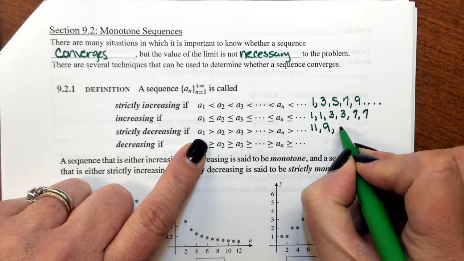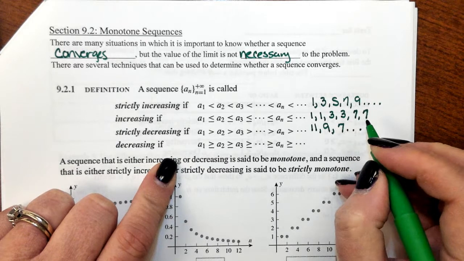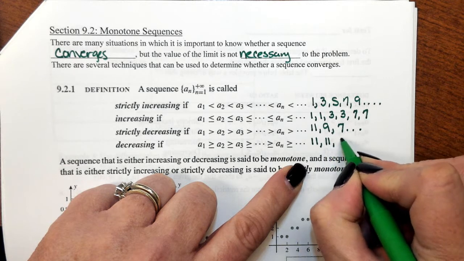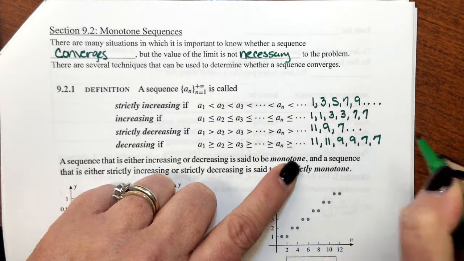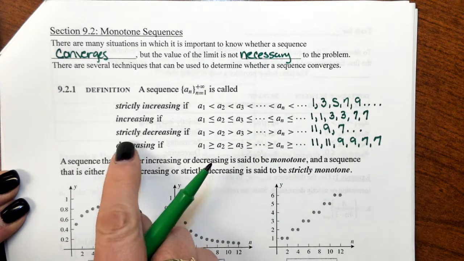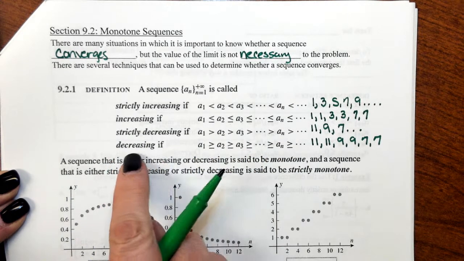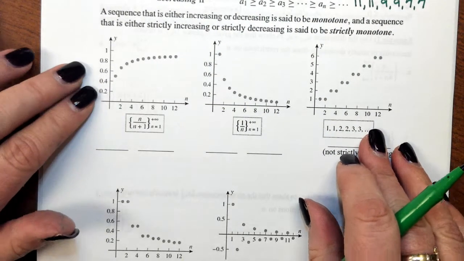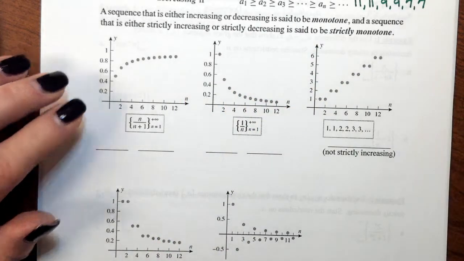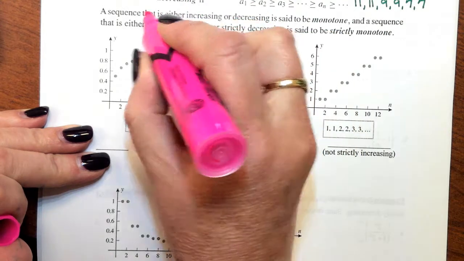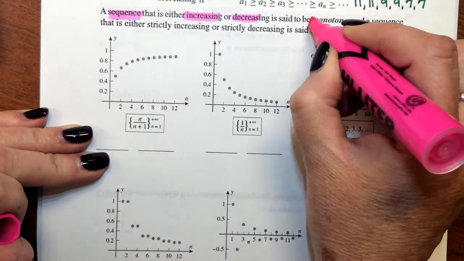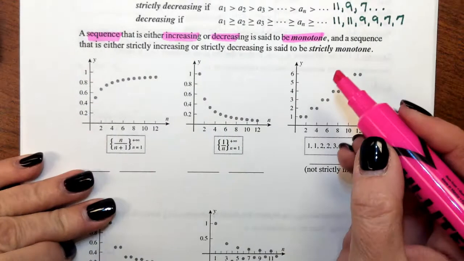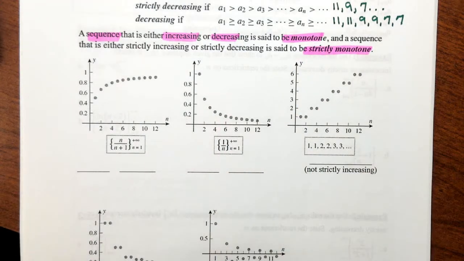For example, 11, 9, 7, and so on. And then decreasing, just like the increasing, you could have terms that are equal to one another. Like I said, in strictly increasing, none of the terms would be equal to one another. To be just decreasing, you could have terms that are equal to one another. So we say that a sequence that is either increasing or decreasing is what we call monotone. And if it's strictly increasing or strictly decreasing, it's called a strictly monotone sequence.